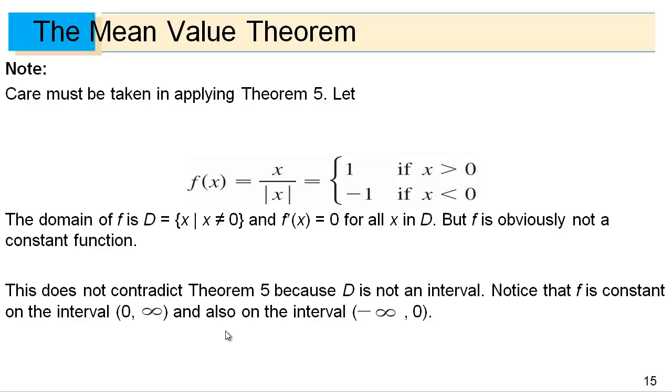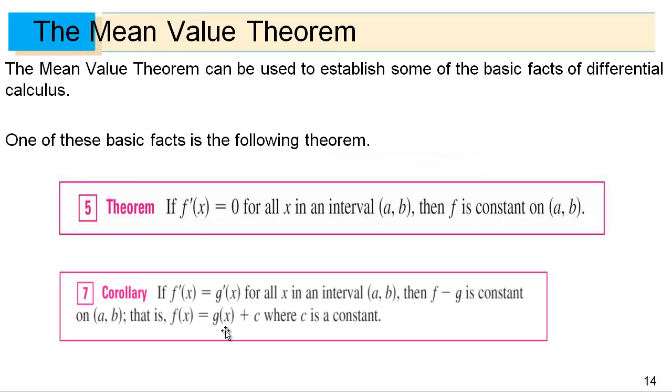So if you took that function and just defined it for just one interval or the other, then theorem 5 would in fact work. So the details do matter, that you have to have it defined over an entire interval. Alright, that's everything we need to worry about for the mean value theorem.